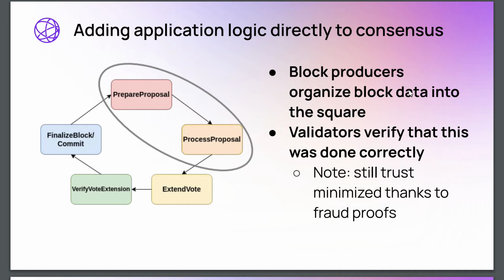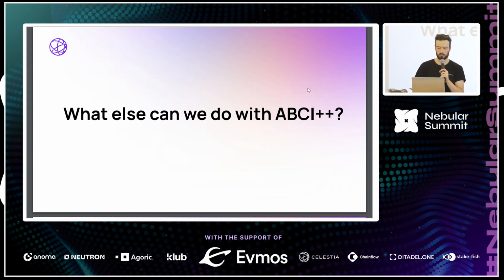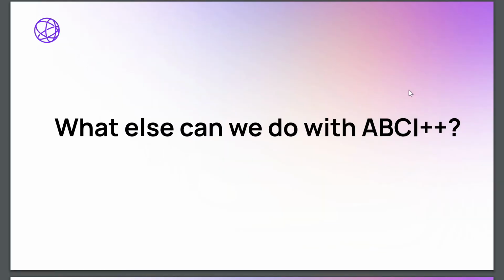Now there's also an important note that light clients don't actually have to trust validators to do this. There's fraud proofs, but that's a separate thing. That's kind of important to note. Now, that's how Celestia uses ABCI++.